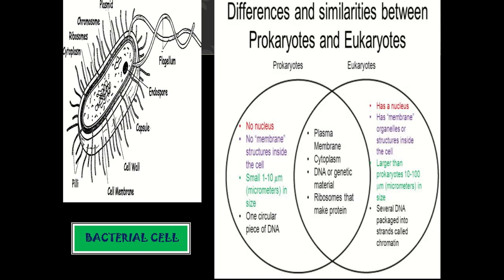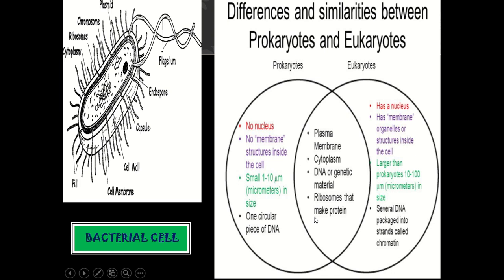It means prokaryotes do not have a well-defined nucleus. But animal cells and plant cells have. That means they are eukaryotes, which have a well-defined nucleus. So prokaryotes and eukaryotes also have some things in common, like plasma membrane, cytoplasm, DNA, and ribosomes.